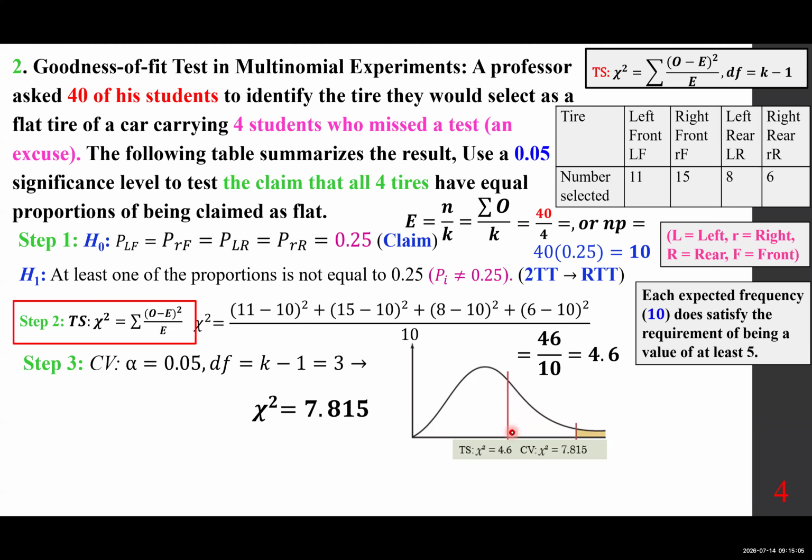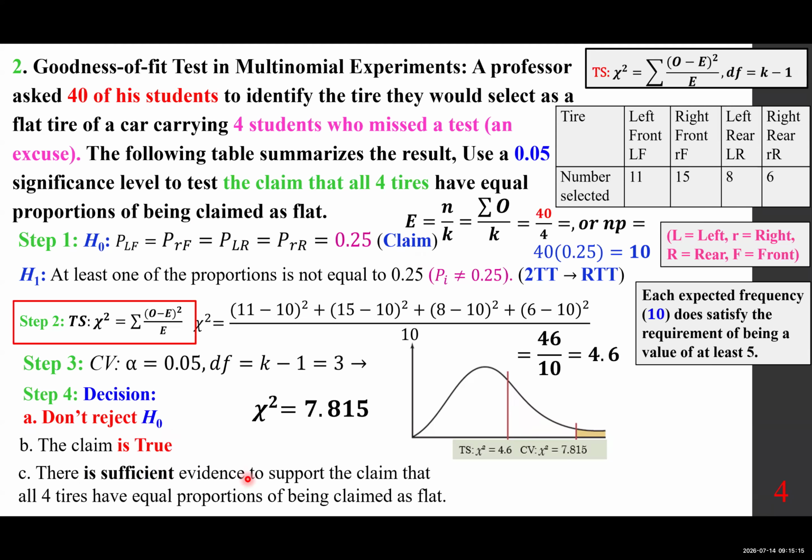Don't reject H0. When you don't reject H0, the claim becomes true. There is sufficient evidence to support the claim that all 4 tires have equal proportions of being claimed as flat. That's the meaning of it.